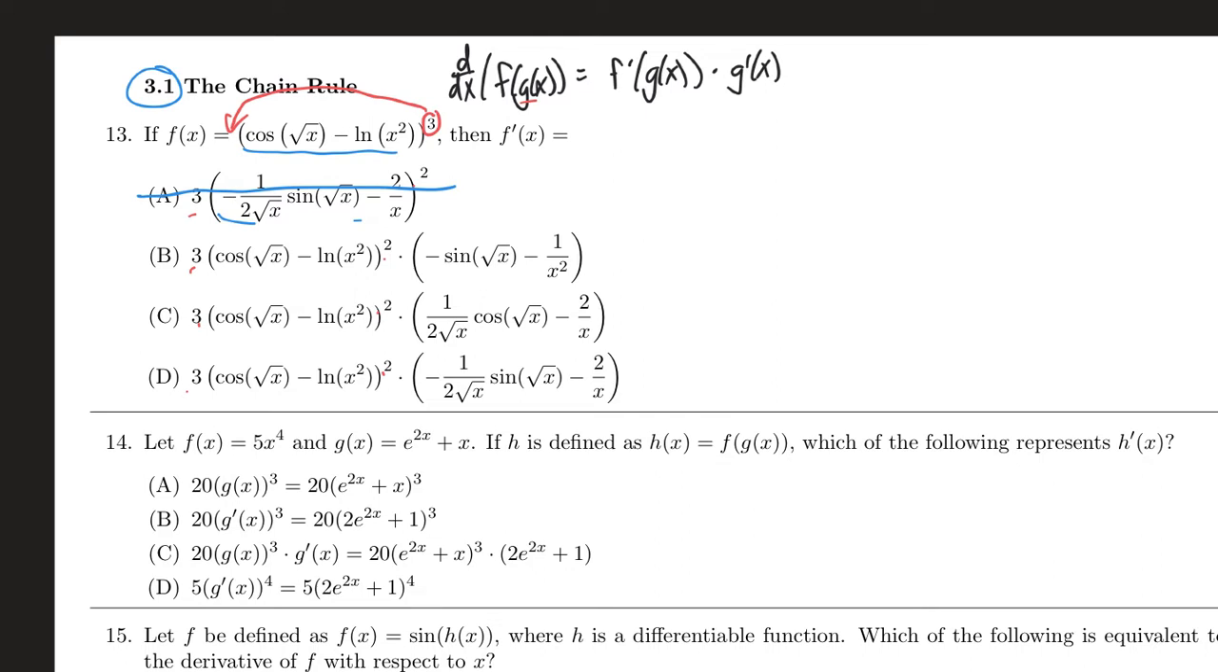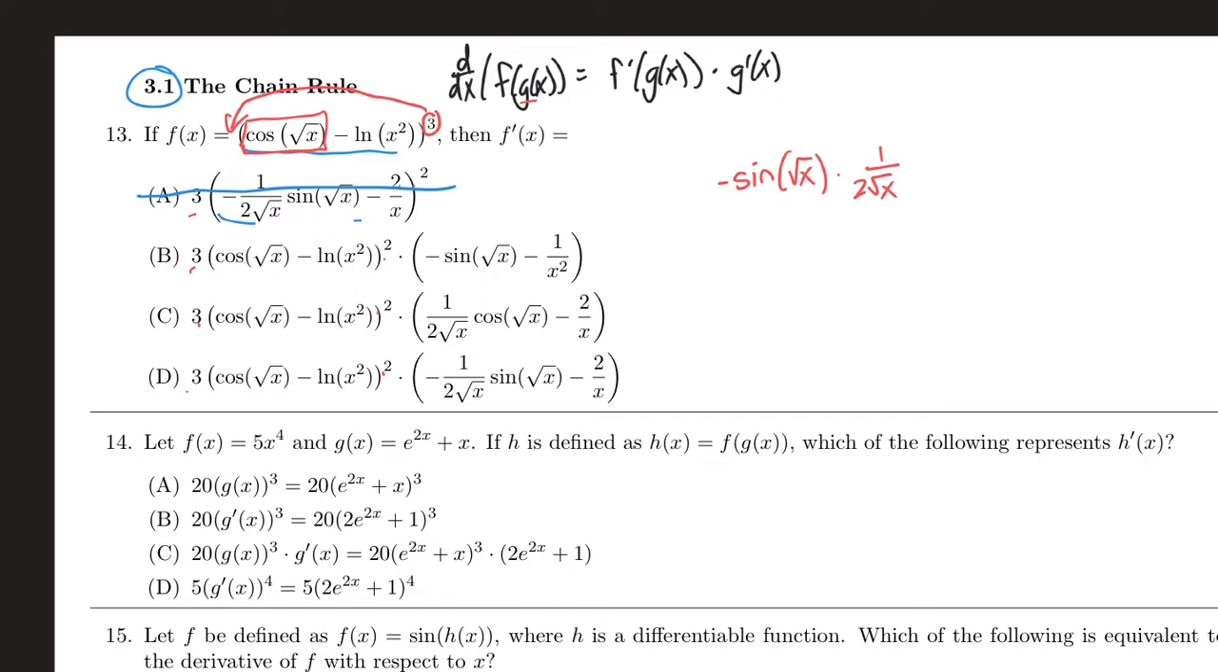So this part of the inside is also another chain rule problem. Cosine is going to turn into negative sine, so it's going to be negative sine, and the inside stays the same. But then I need to multiply that by the derivative of the square root of x, because that's inside of cosine, which is 1 over 2 square root of x. Which makes it look like D is going to be the right answer, but let's just double check.